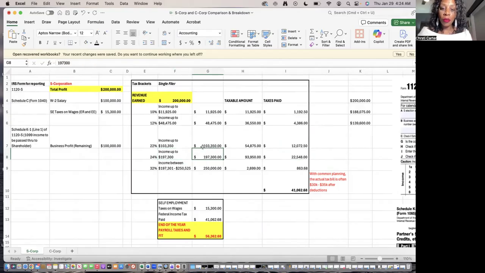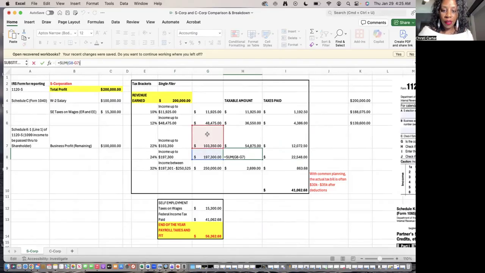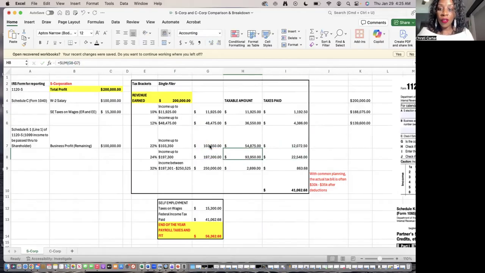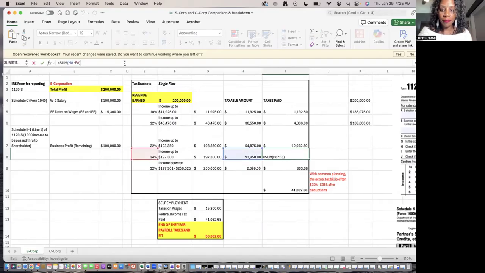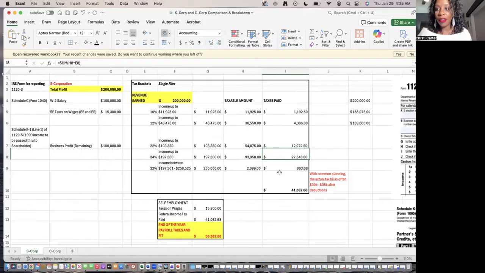I subtracted $103,350 from 197,300, which is this tax bracket right here. When I did that, as you can see, here's the equation. That equates to $93,950. So that amount is going to be taxed at 24%. As you can see from my formula, 93,950 times 24% equates to 22,548, which is like the bulk of what you owe in comparison to the previous tax brackets.